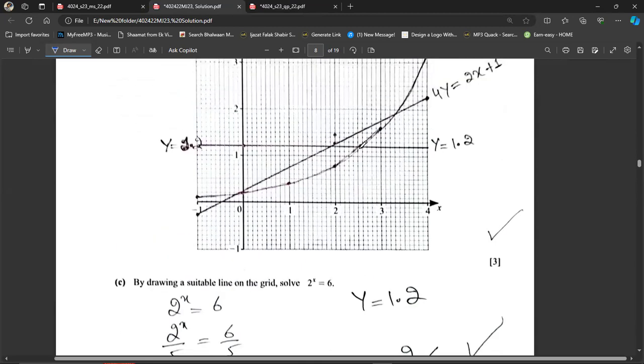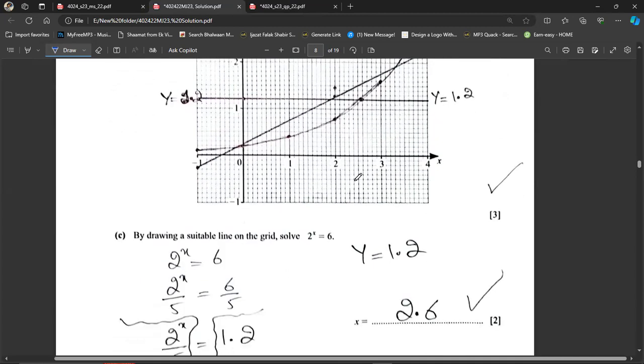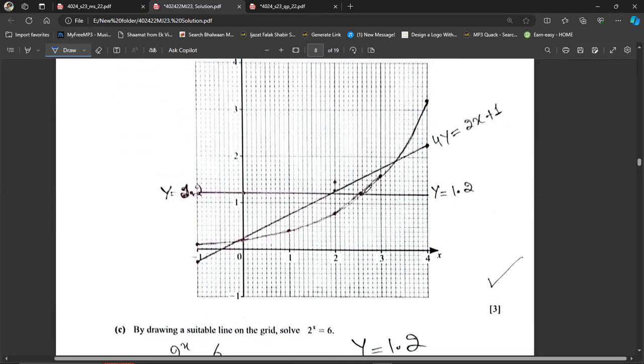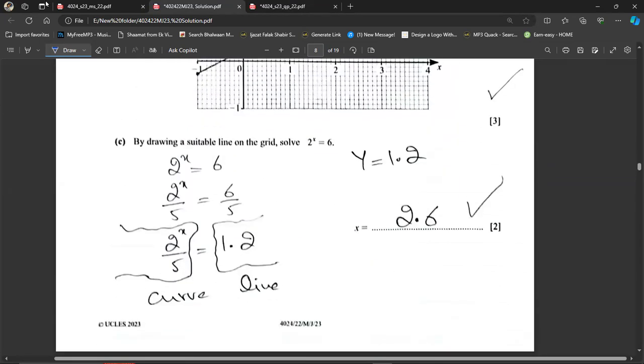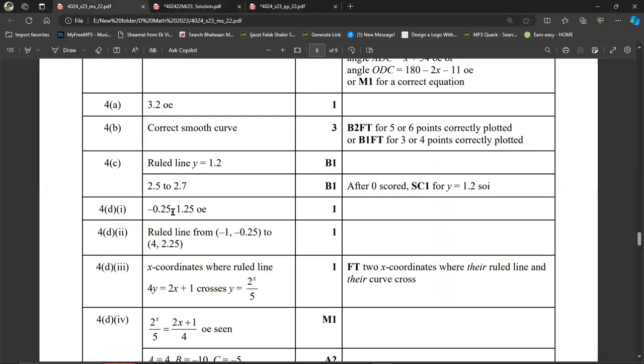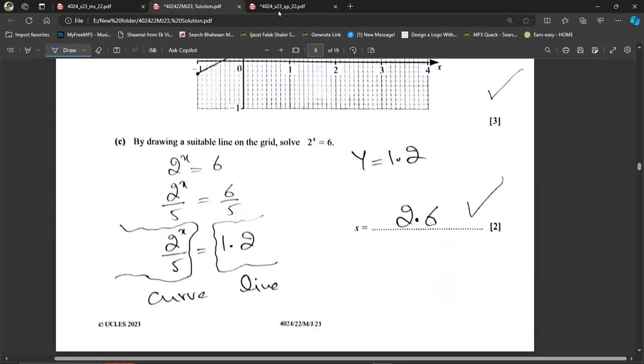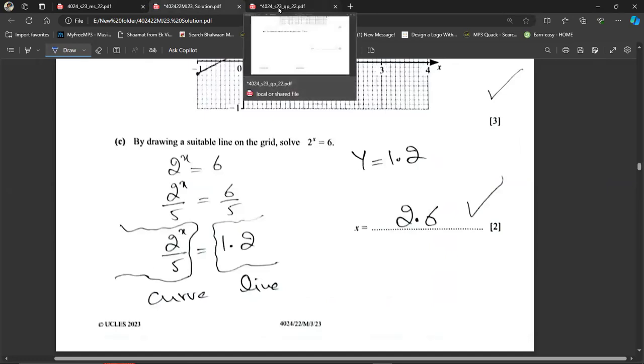So when this cuts my main graph, that curve, I will check what is the x value there. When that curve cuts the straight horizontal line y equals 1.2, at the point of intersection I'll check the value of x, and that value is 2.6. So my answer is x equals 2.6. They say from 2.5 to 2.7. Our answer is 2.6, which is perfect. I hope you understand how this is done.